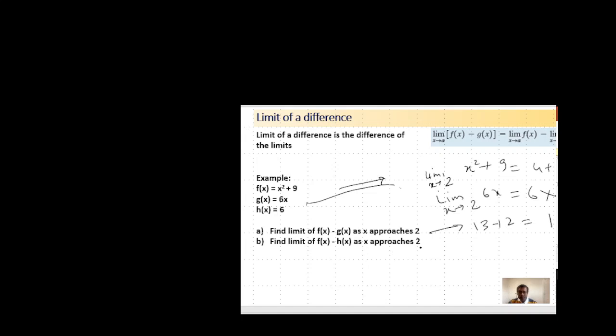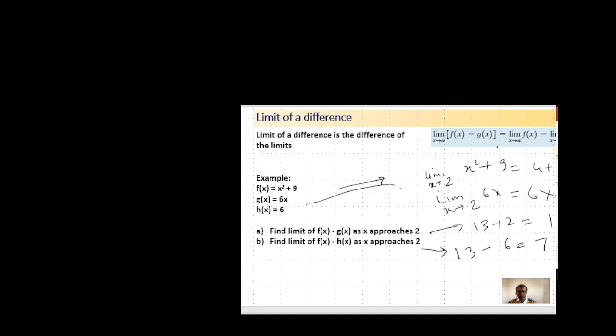Another example, h(x). In this case the value of h(x) stays the same as x approaches 2 or any value, because it's a constant. So here we say 13 minus 6 equals 7. Once again, the law says that if we need to find the limit of the difference of two functions, we can find the limit of each independent function approaching the same value and then do the subtraction.